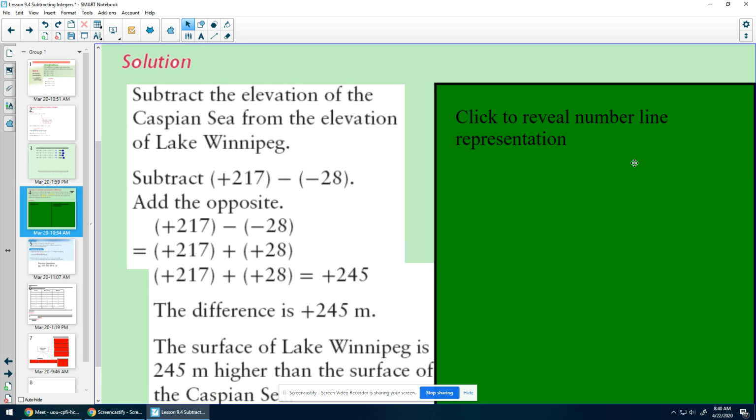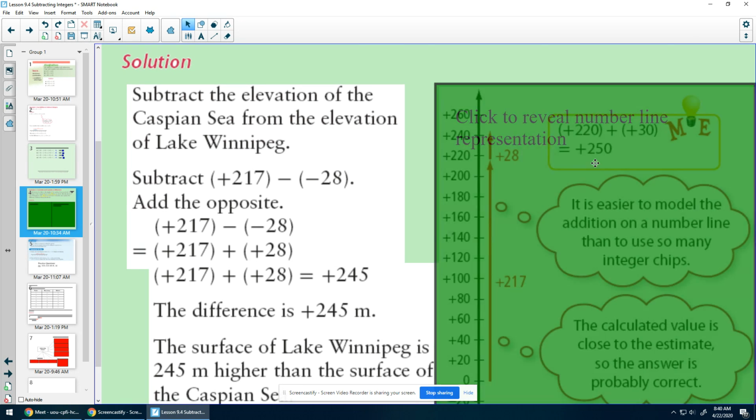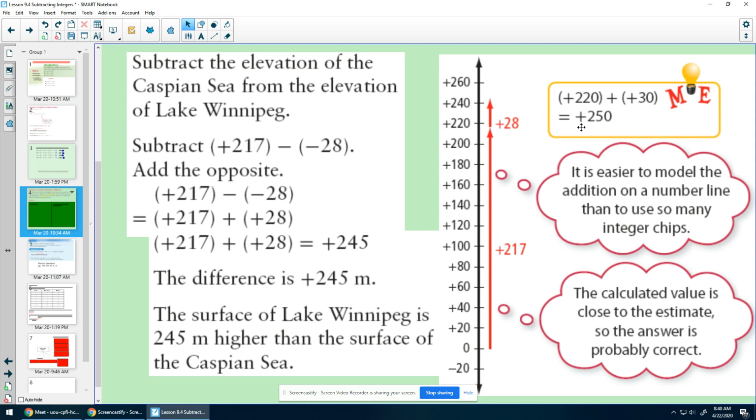And we can show that using a number line here. So we have a number line. They've drawn a vertical number line because we're dealing with elevation. It would also work using a horizontal number line, but this just makes a little bit more sense logically. We started at 0, showed our positive 217, and we showed our addition, adding the opposite, which is adding plus 28.